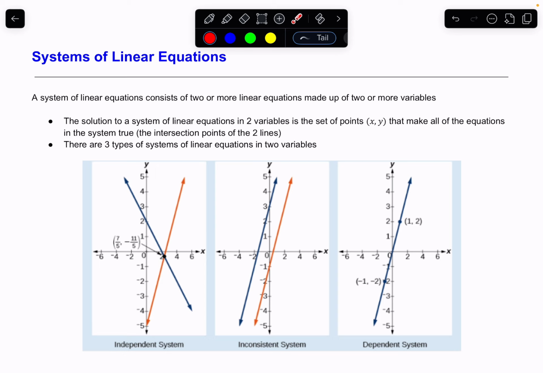And the third option, dependent system, it's the same line twice. So even though it looks like one line, it's actually just the same line right on top of itself. So if the two lines are the exact same line, we get a dependent system where they're always intersecting, and so there's infinitely many solutions. Any point on the line counts as a solution.